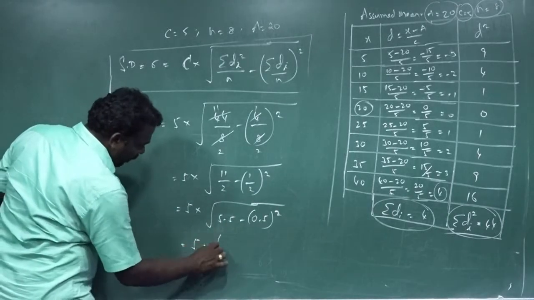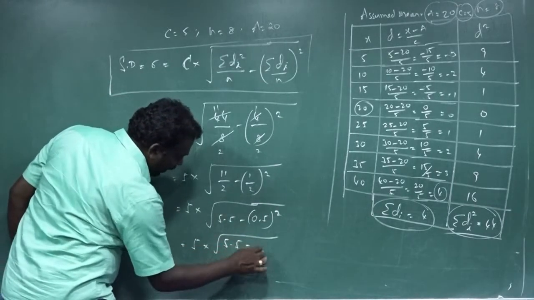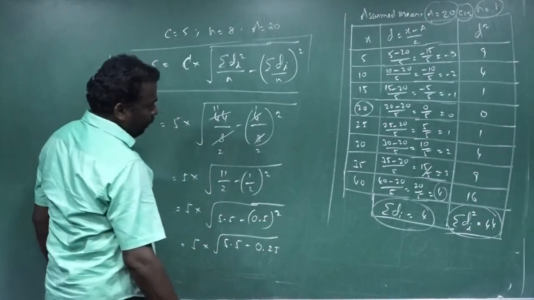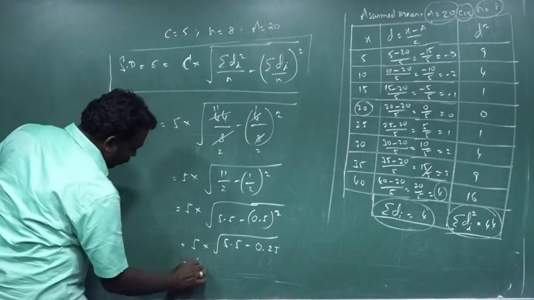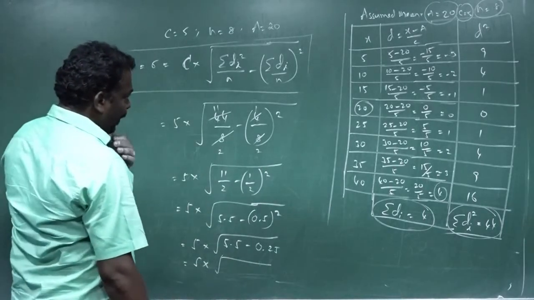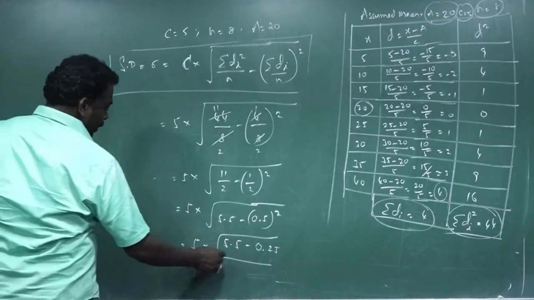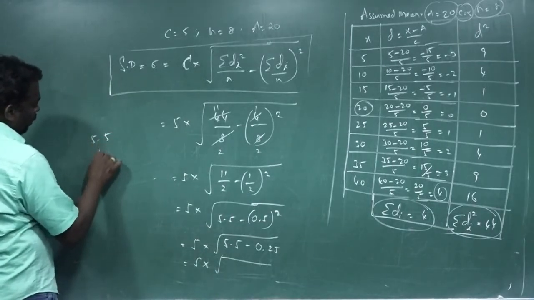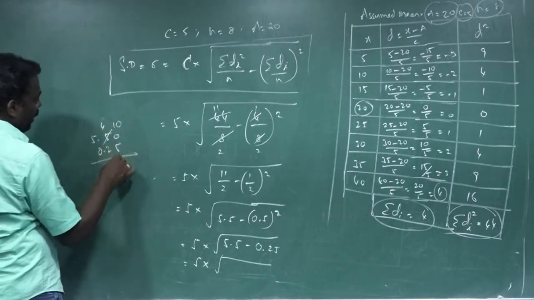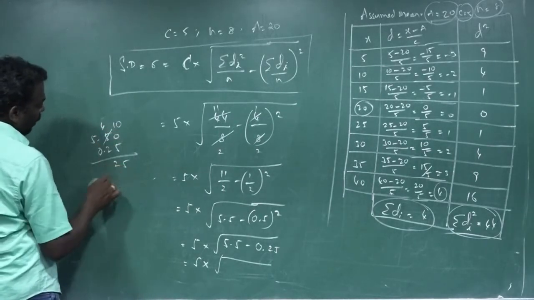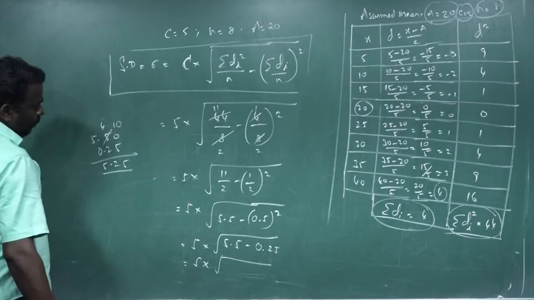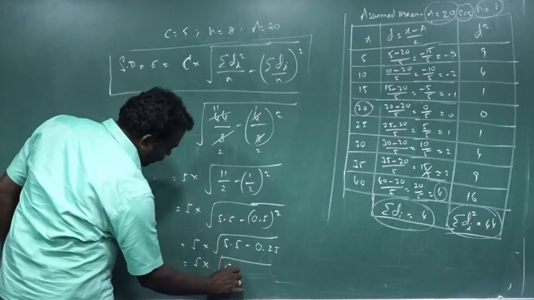That is equal to 5 into the square root of 5.5 minus 0.25, as the square of 0.5. Now we have to calculate the subtraction of the two terms. What will we obtain? The subtraction of 5.5 minus 0.25 is equal to 5.25.